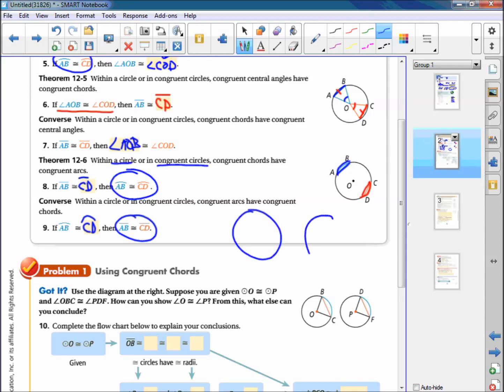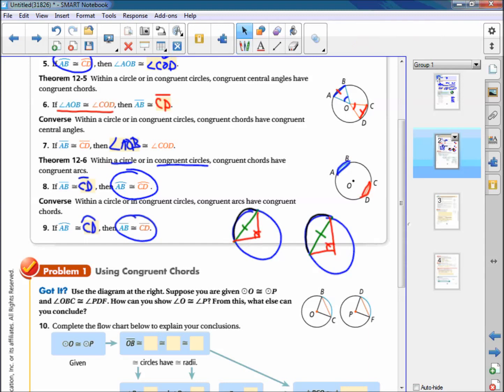So in other words, if we had two circles and we said this arc is congruent to this arc, or those chords are congruent, then their central angles would be congruent and the related arcs would be congruent. Okay? So it doesn't matter if they're in the same circle, as long as their central angles are the same, then the chords and arcs will be the same, or vice versa. Okay? All right, problem number 1 down below.